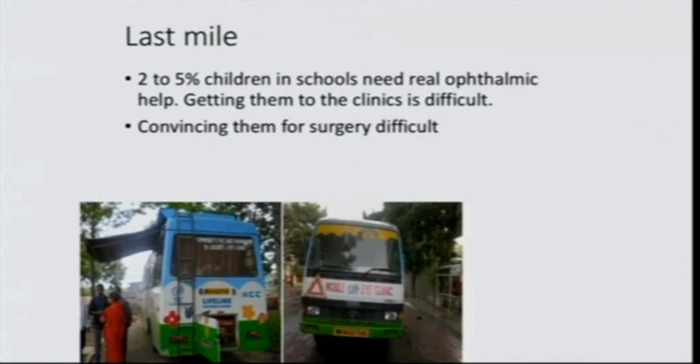One last one is, if we look at school screening, we do find, say in each school which has about 500 children, at least one child who has vision less than 3/60 or 6/60 and needs an intervention. The major problem in most places is convincing these children to come from the school to the hospital. And that is the linkage that needs to be strengthened.